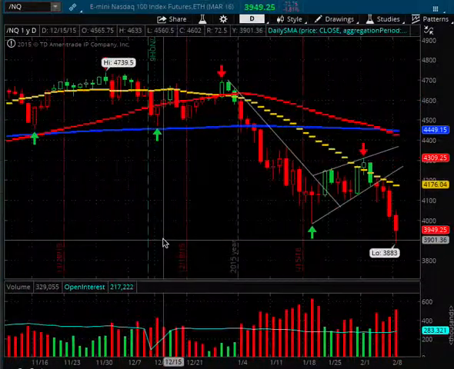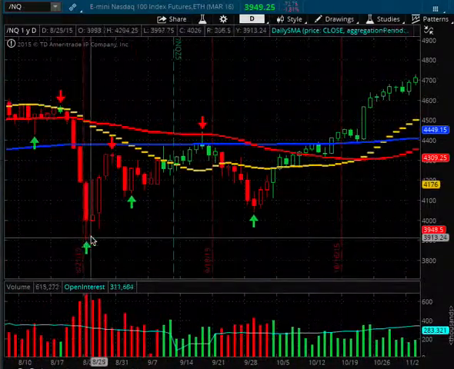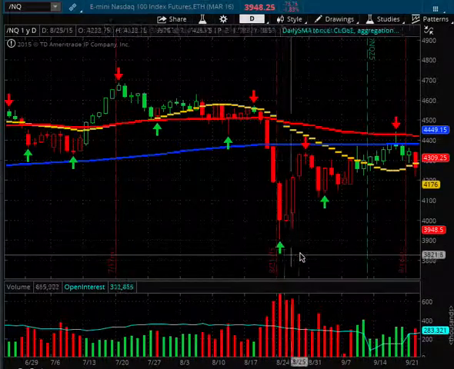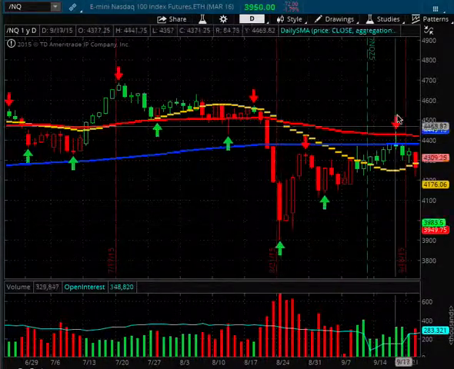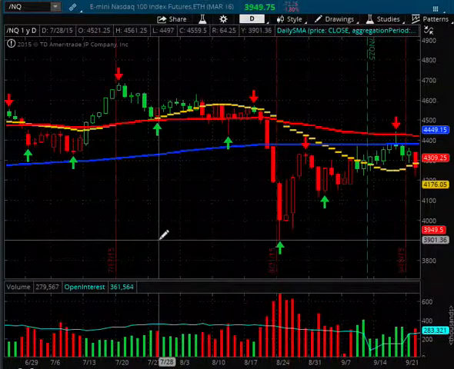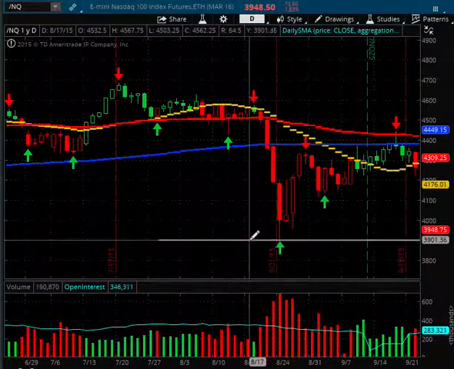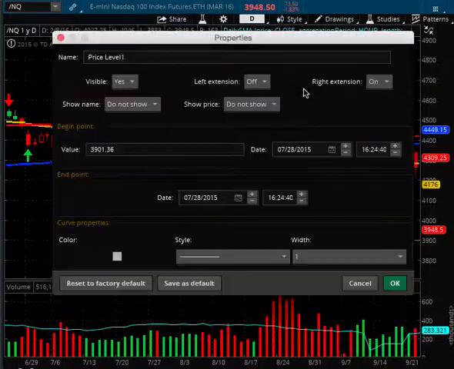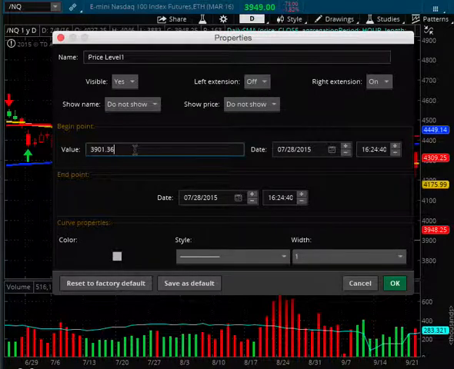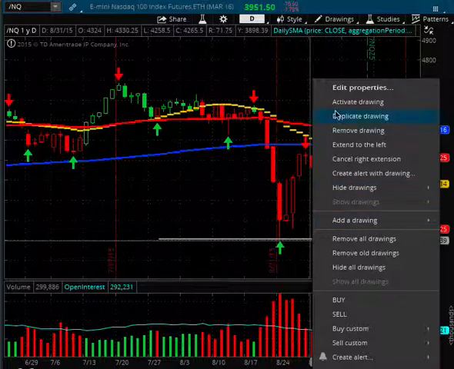Let's see, 39.01. Well, it looks like we're at support here. It looks like we had a low right around this date. Looks like 39.08. Let me make sure that's correct. 39.0825 was the low. We're going to make that bigger.